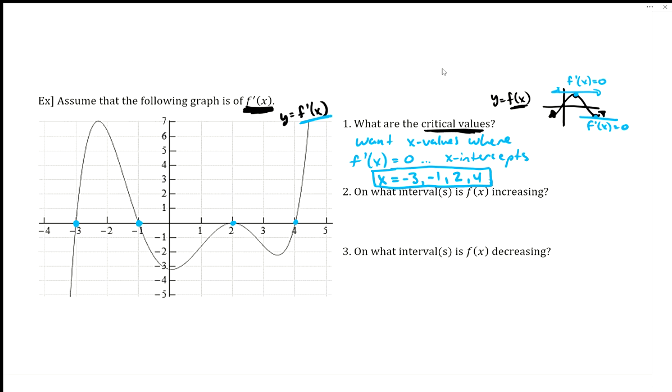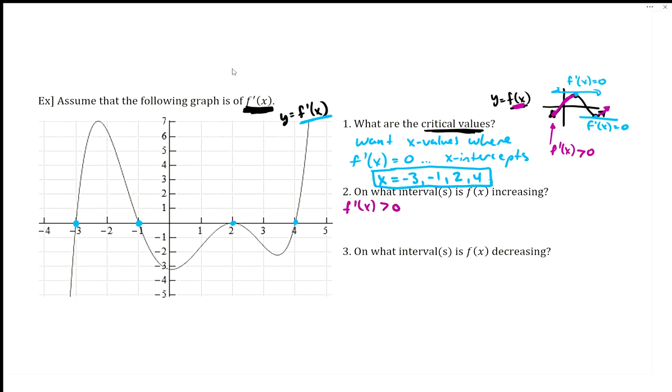On what intervals is f of x increasing? Still let's use purple. This is our function f of x that I just made up. Over here is where it's increasing, and over here it would be increasing as well. Then what we want to make a connection with is the derivative. Remember, where f of x is increasing, that's where f prime of x is greater than 0.